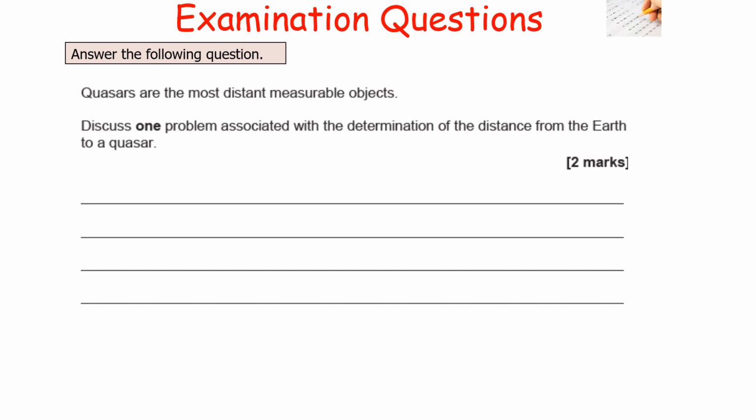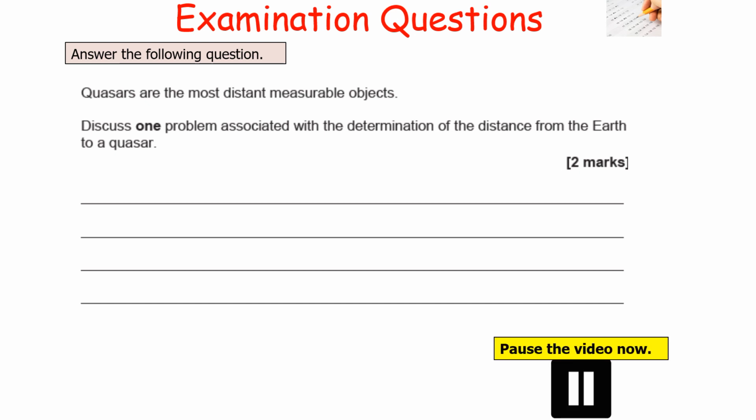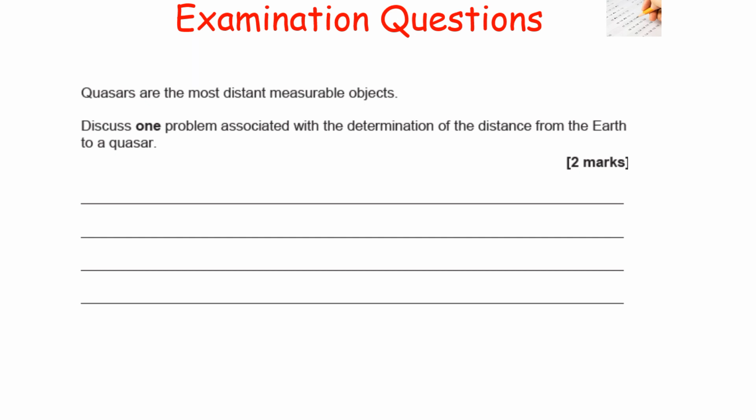The next question says, quasars are the most distant measurable objects. Discuss one problem associated with the determination of the distance from the Earth to a quasar. So pause the video now, then unpause the video when you want to go through your answer. Right, so how do you answer this particular question?